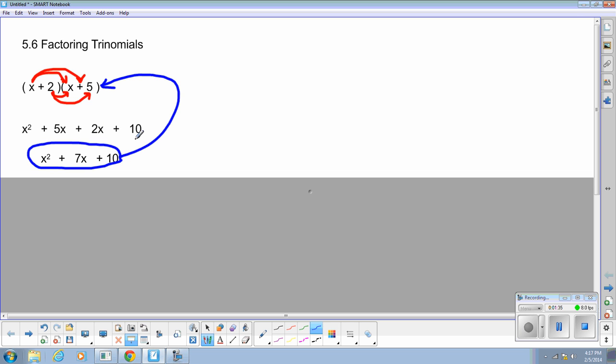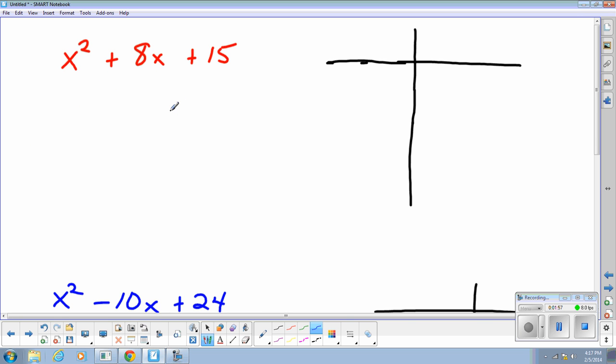So as I go through the examples, you're going to be working with two patterns: two numbers that will add together to give us the middle term, and the same two numbers that multiply together to give us the third term of the trinomial. And we're going to work that to factor it into a binomial times a binomial. So we're going to be going backwards from what we did in lesson 5.4. So here's a couple of examples for you.